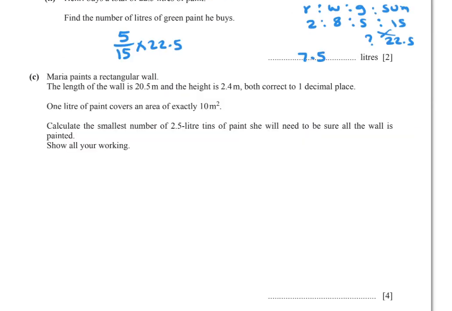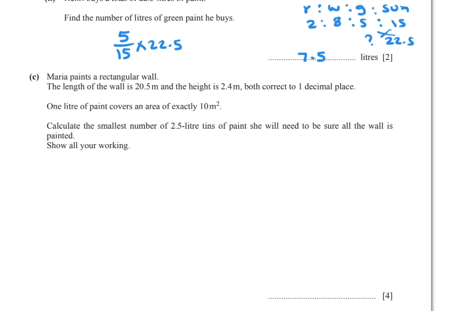C. Maria paints a rectangular wall. The length of the wall is 20.5 meters and the height 2.4 meters, both correct to one decimal place. 1 liter of paint covers an area of exactly 10 meters square. Calculate the smallest number of 2.5 liter tins of paint she will need to be sure all the wall is painted. Show all your working.